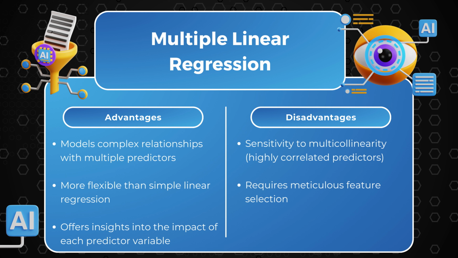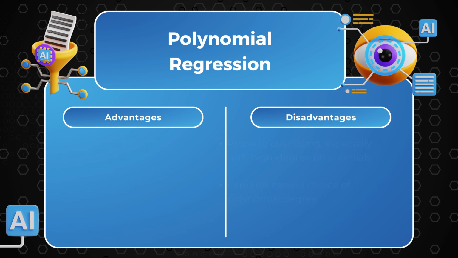Multiple linear regression. Advantages: can model complex relationships with multiple predictors. More flexible than simple linear regression. Provides insights into the impact of each predictor variable. Disadvantages: sensitive to multicollinearity, which is basically highly correlated predictors, and it requires careful feature selection.